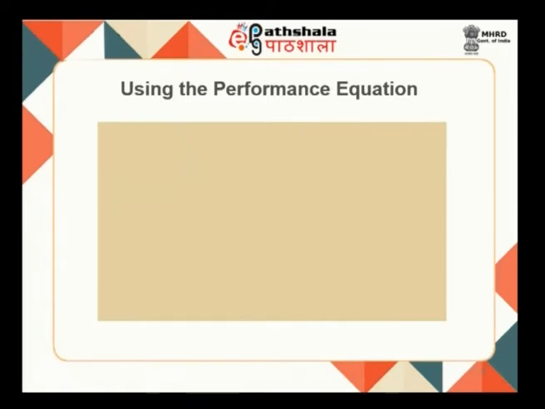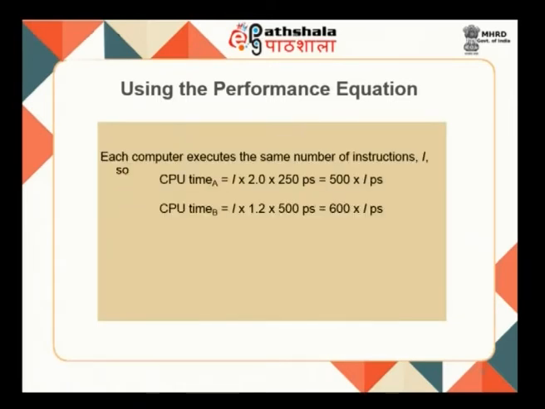If you need to calculate this, each computer executes the same number of instructions, as it implements the same instruction set architecture. So, you can just find out the CPU execution time A, as I is the number of instructions that get executed, into 2 into 250 picoseconds, which is 500 I picoseconds. Similarly, the CPU execution time for B is again I into 1.2 into 500 picoseconds, which gives you 600 into I picoseconds.